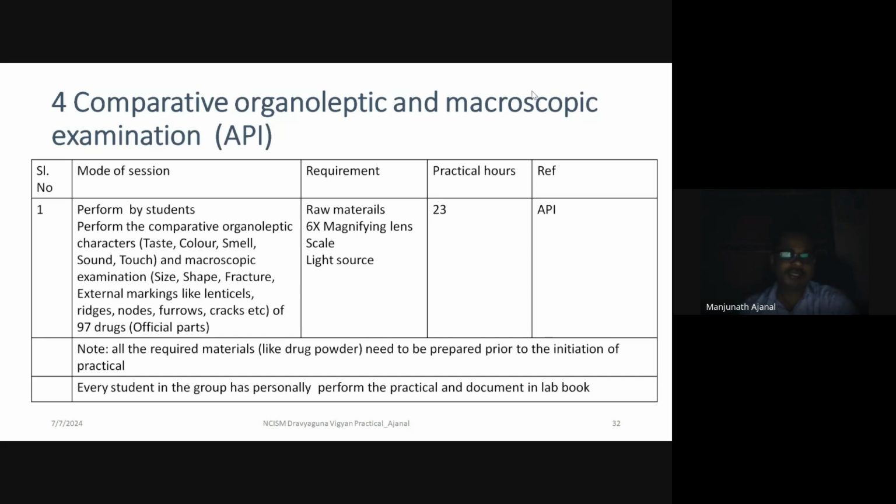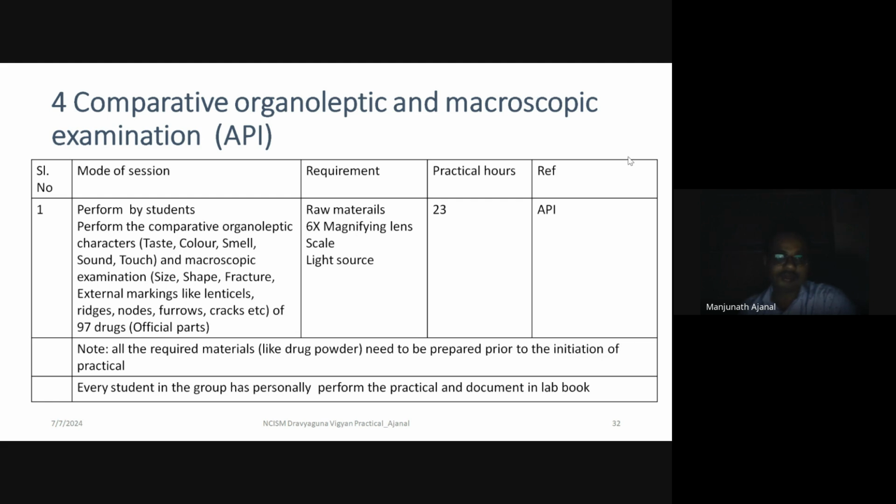Here the official part of the drug needs to be taken, and every student needs to perform this individually. The comparative organoleptic characters like taste, color, smell, sound, touch, and macroscopic characters like size, shape, fracture, external markings like lenticels, ridges, nodes, furrow, etc., of all the 97 drugs, along with the adulterants if available, also need to be compared with the genuine drug and studied.